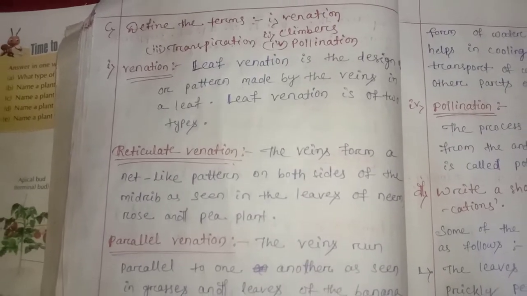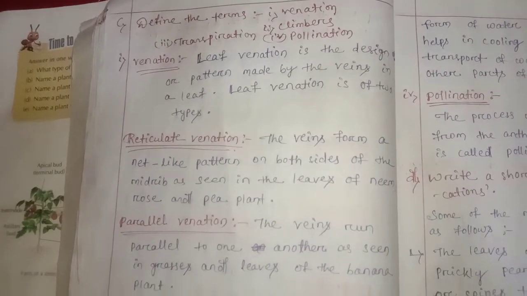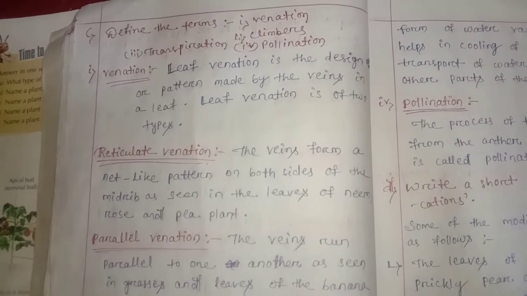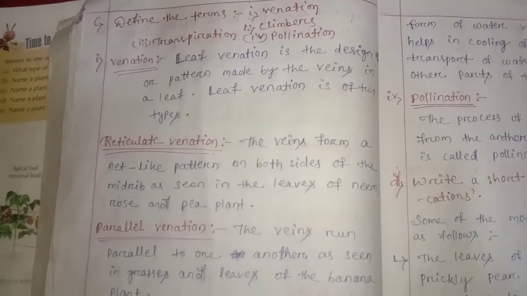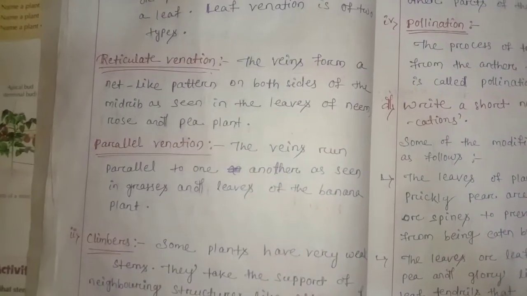Then number C. Define the terms venation, climbers, transpiration and pollination. Venation. Leaf venation is the design or pattern made by the veins in a leaf. Leaf venation is of two types, reticulate venation and parallel venation.